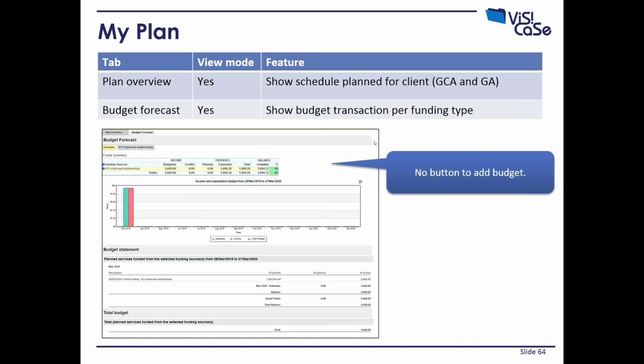My plan, they'll see first any specific service lines. So in this case, 011, 01, they'll see their budgeted amount, what's been planned for them, what's been expended, how much is left available. They can see an overview of everything that's been spent. This is only in view only mode. They won't have any buttons to add budget or anything as such. It's just to see how their funding is progressing and how it's being used while with the organization.